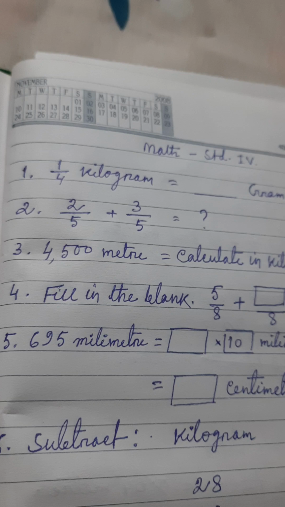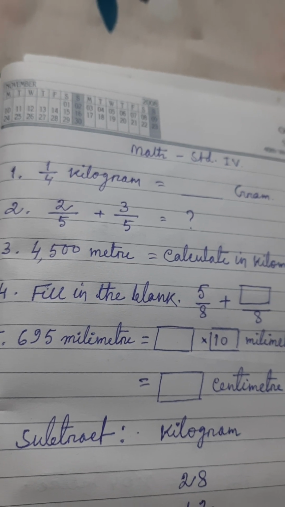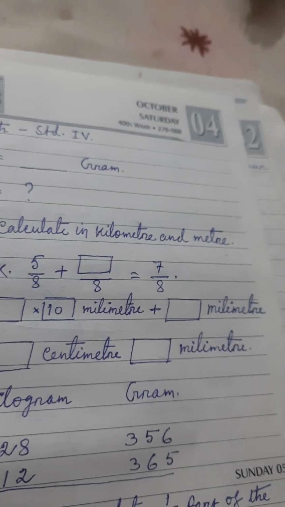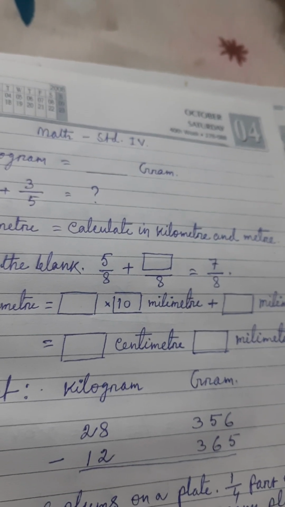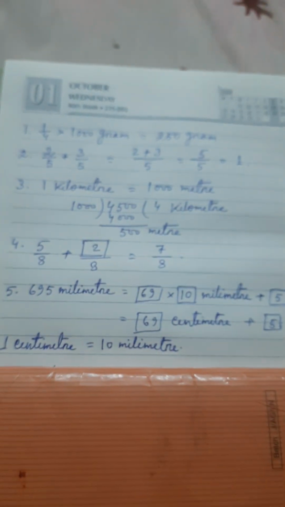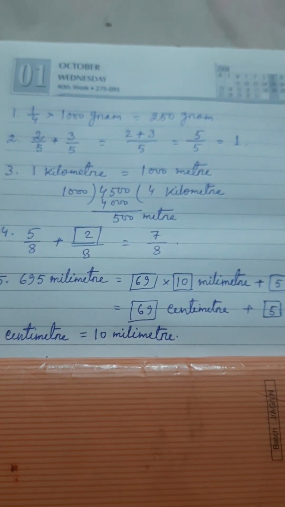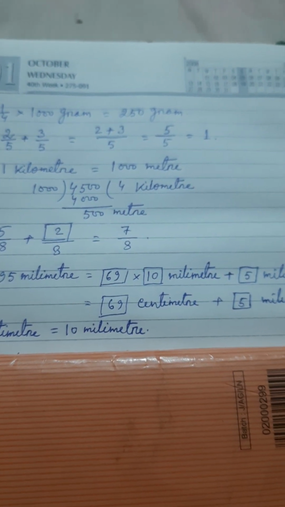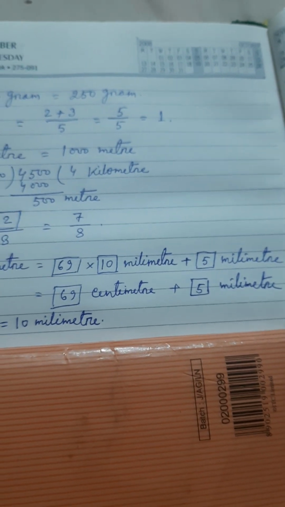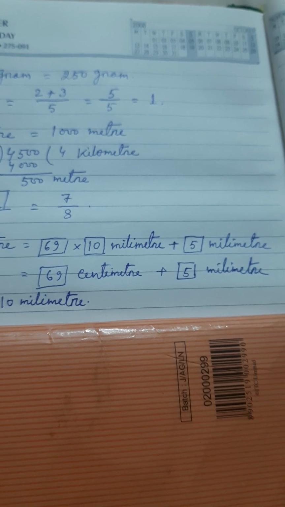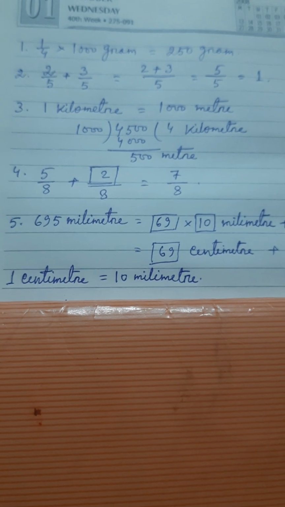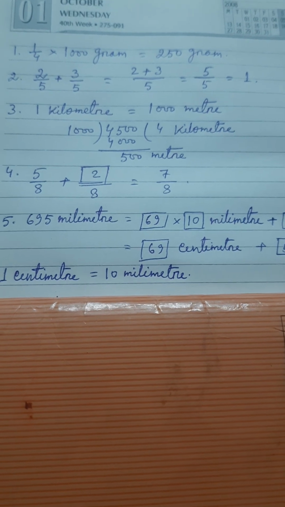695 millimeter is blank into 10 millimeter plus blank millimeter is equal to blank centimeter blank millimeter. 695 millimeter is equal to 69 into 10 millimeter plus 5 millimeter is equal to 69 centimeter plus 5 millimeter. 1 centimeter is 10 millimeter.